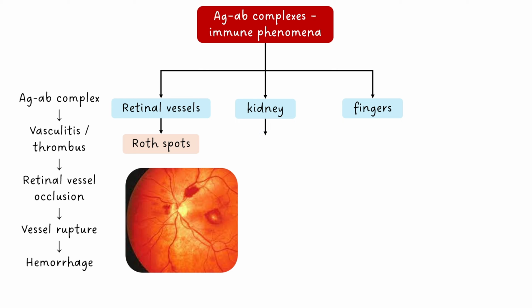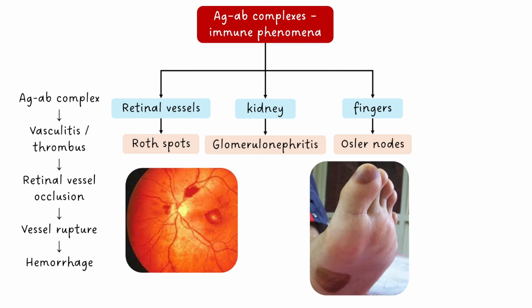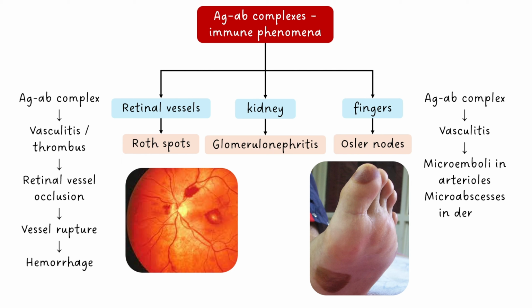On the kidney, the effect is glomerulonephritis. And on fingers, the patient can develop Osler nodes. The Osler nodes are nothing but these purplish nodules that you can observe on the palms and soles. Why are they appearing? The antigen-antibody complexes again will result in vasculitis. The same mechanism happens here as well.